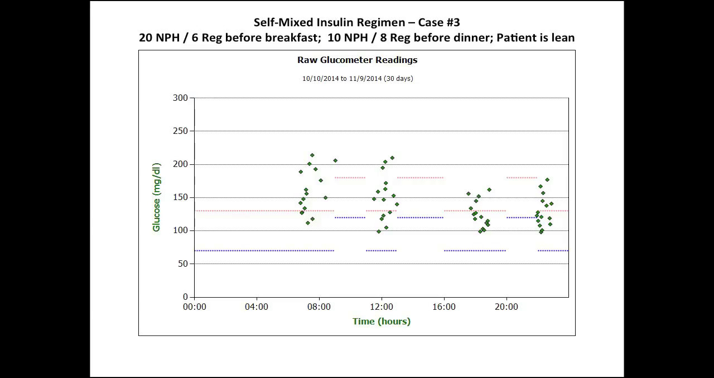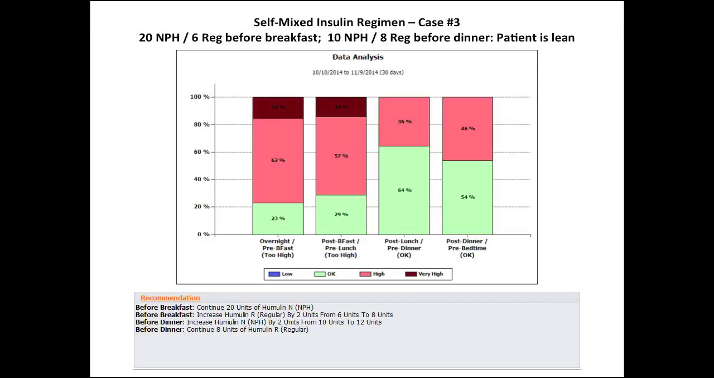All right, how many would change the NPH before breakfast? Okay, not very many people. How many would change the regular before breakfast? A smattering, but some would. How many would change the NPH before supper? Okay, so if you're going to change the NPH before supper, how many would raise it? How many would decrease it? Okay, and regular before dinner? And you would change it, and what way? Okay, so John wants to have it go down because he thinks it affects the 1 to 3 a.m. hypos.